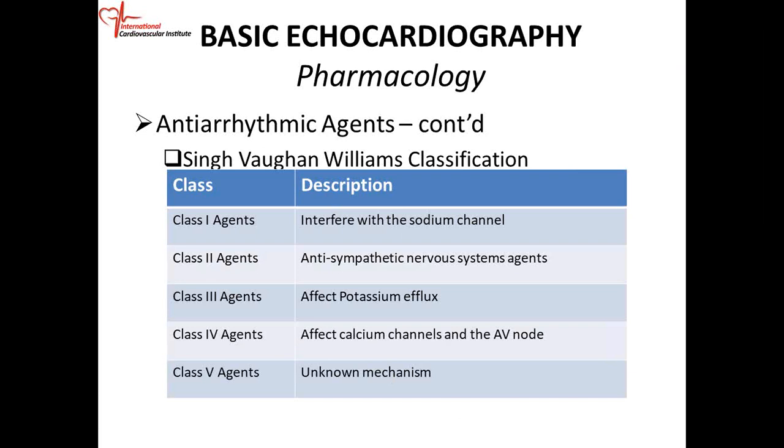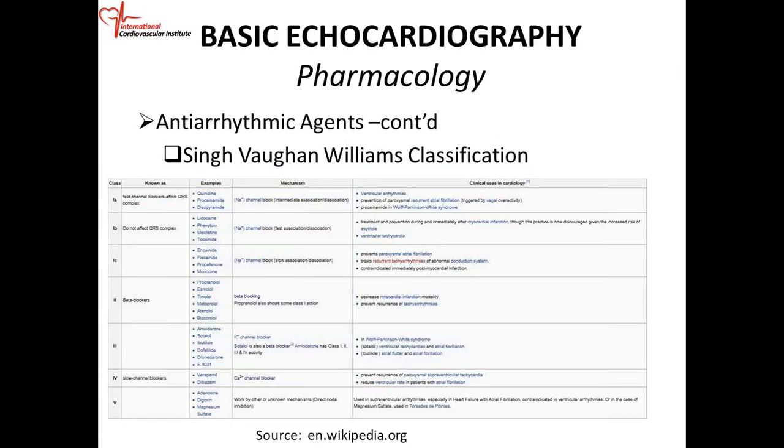So if you break them down into class, you just have to know in each class what is the general effect. Again, class 1, sodium channel blockers. 2, anti-sympathetic. 3, your potassium channel blockers. 4, your calcium channel blockers, and then 5 is your mix. This is a very busy, hard to read slide, but this categorizes the agents depending on the class.